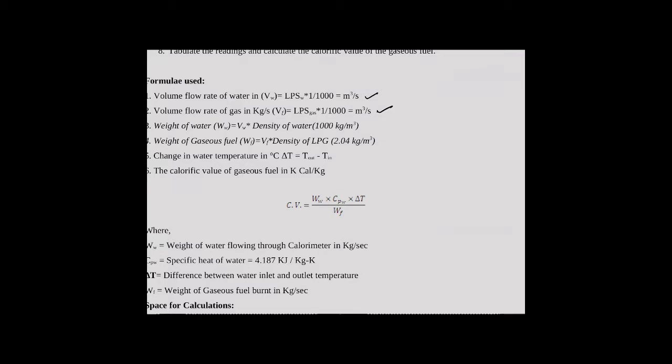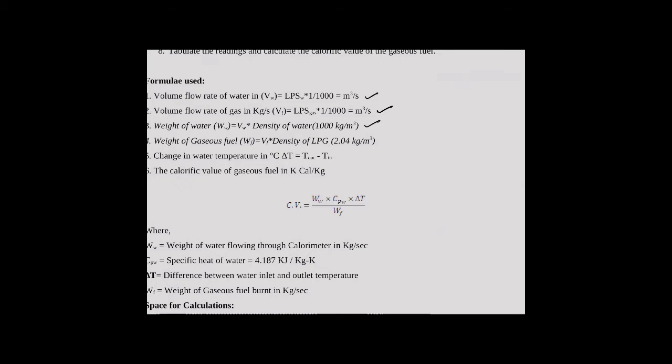So I'm going to get it in terms of meter cube per second. Now both the values I have in terms of meter cube per second. Now how to get the weight of the water? The formula is volume of water multiplied by density of water at atmospheric condition. We all know that the density of water at atmospheric condition is 1000 kg per meter cube. So if I multiply that, I'll get the weight of the water.